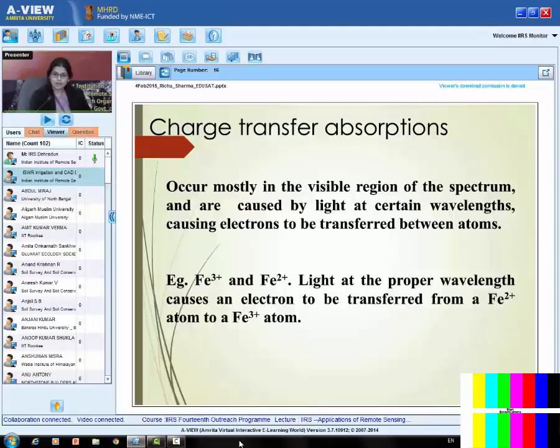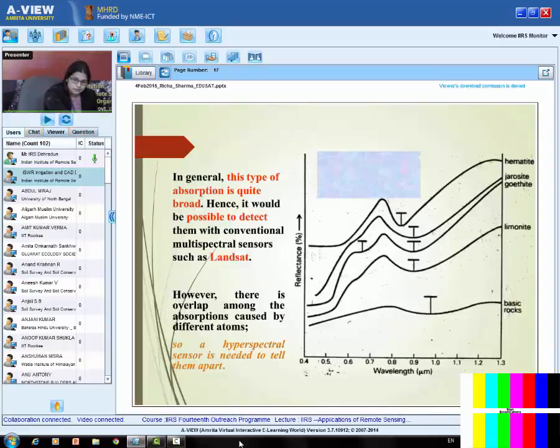The example is Fe3+ and Fe2+. When a particular wavelength of light is incident on this, the electron is transferred from the Fe2+ atom to the Fe3+ atom. This is the charge transfer absorption. You can see over here the spectra of some minerals which show the charge transfer absorption at this particular point, as I have already told you, in the visible region. And these absorptions are very broad.